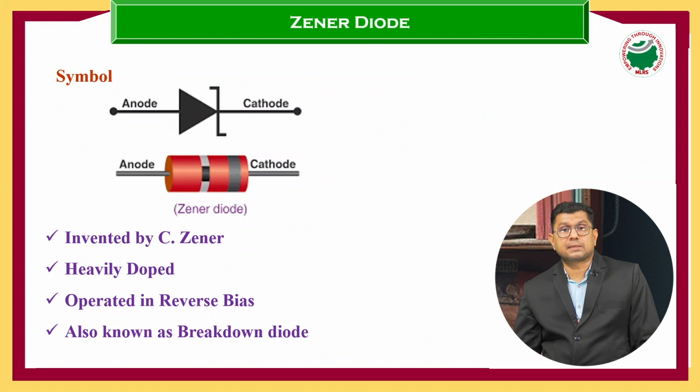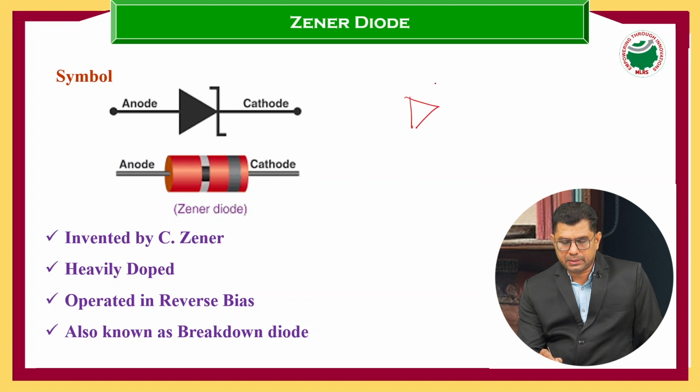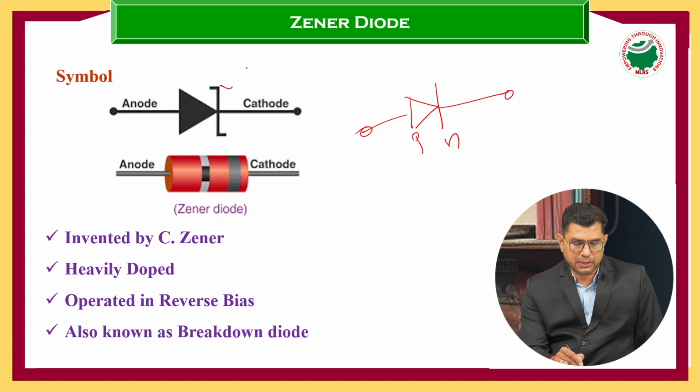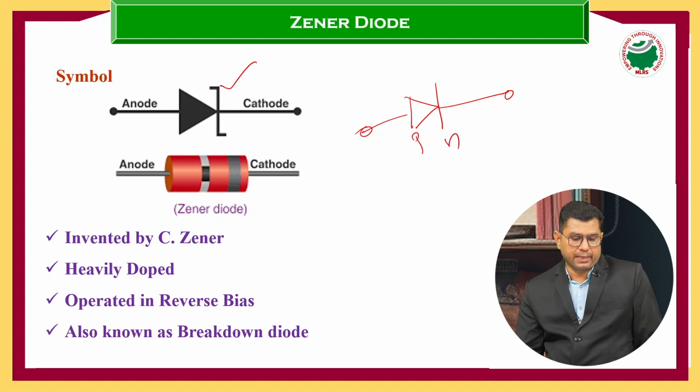Next, we will discuss the Zener diode. I already showed you the PN junction diode symbol. When you observe the Zener diode symbol, it is Z. Here, this letter Z represents the Zener diode. What is a Zener diode?